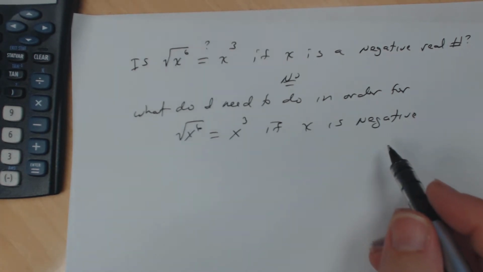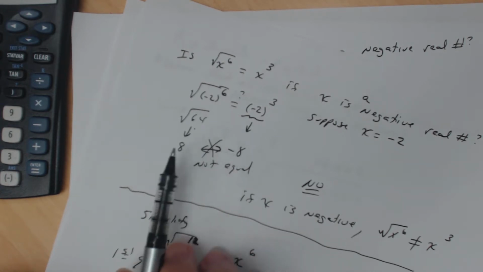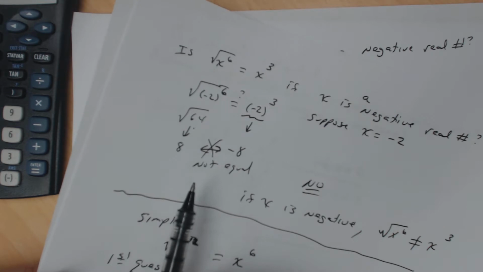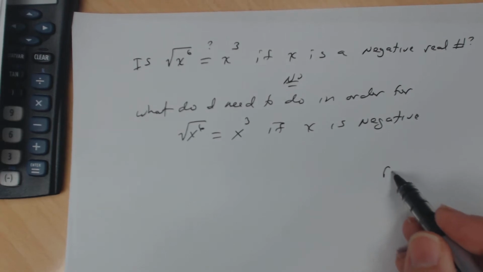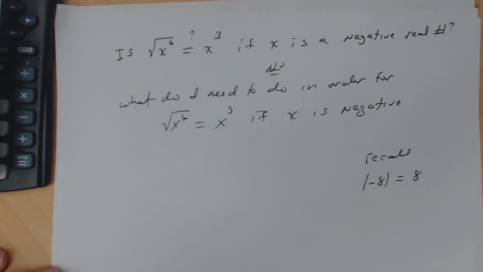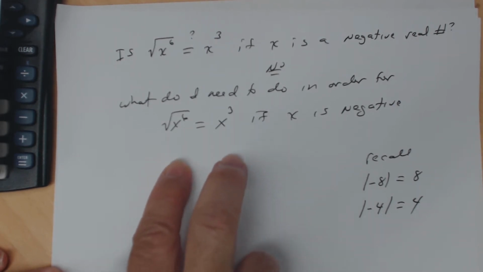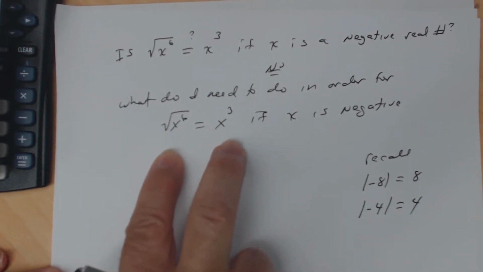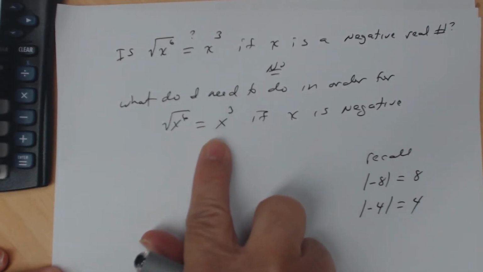Now remember, this was negative 8, right? So what can I do to negative 8 to make it a positive 8? Well, remember two semesters ago when you talked about absolute value. So recall that the absolute value of negative 8 is equal to positive 8. The absolute value of negative 4 is equal to positive 4. So if I want the right side and the left side expression to be equal, then I've got to make this one right here.